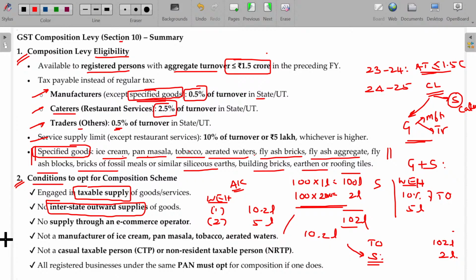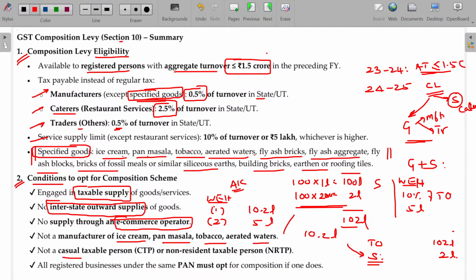And you should not sell through an e-com operator. If you are doing the business through an e-com operator, you are not eligible for the composition levy. You have to go for the regular levy. And you should not be a manufacturer. You should not be a manufacturer of ice cream, pan masala, tobacco, and aerated waters. If you are manufacturing, then of course you are not eligible for the composition scheme.